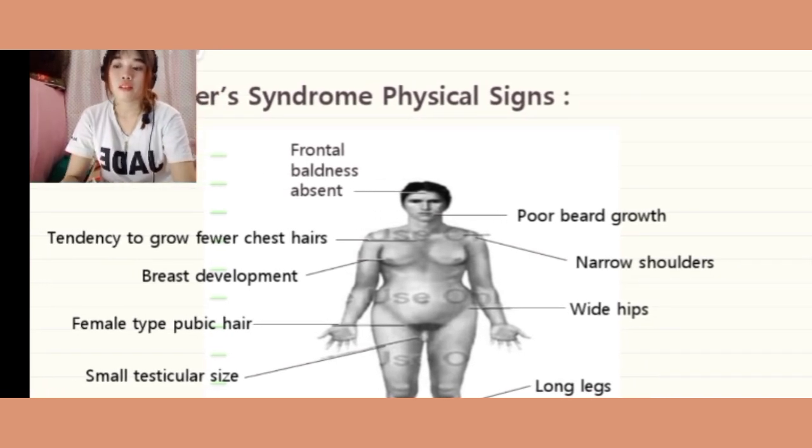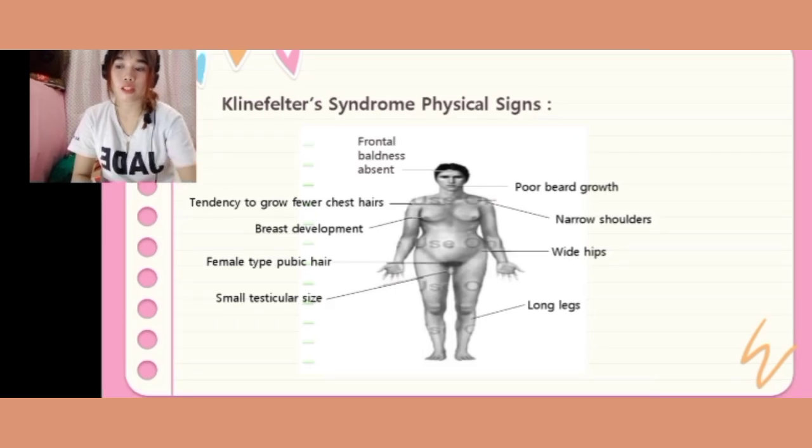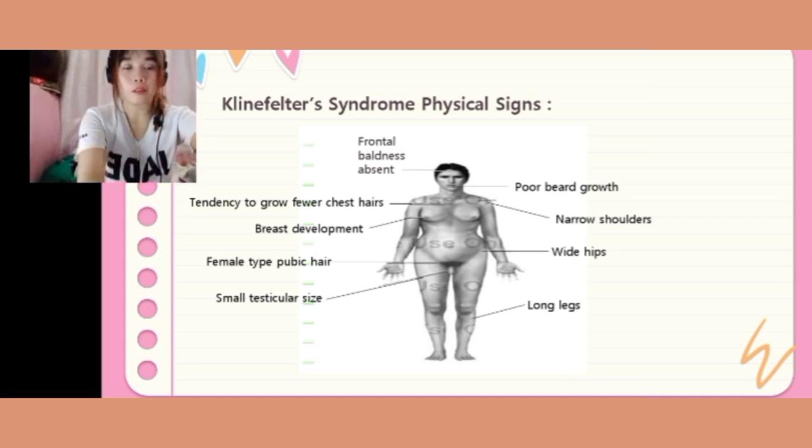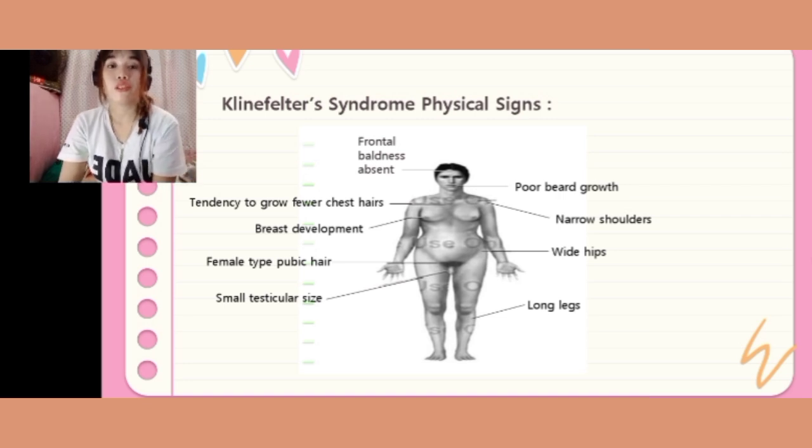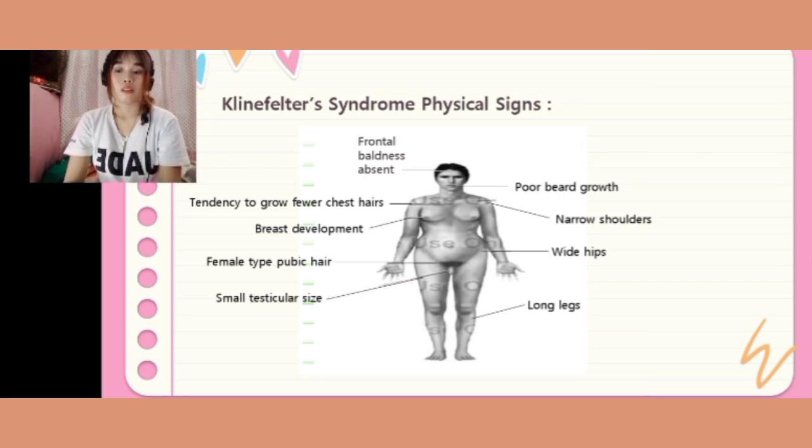And next we have narrow shoulders and wide legs. So the wide legs and these physical signs, everyone, are what we call Klinefelter syndrome. Always remember that. In general, always remember the difference between Turner syndrome and Klinefelter syndrome: both of them are genetic disorders caused by variations in the number of sex chromosomes. Always take note of that.